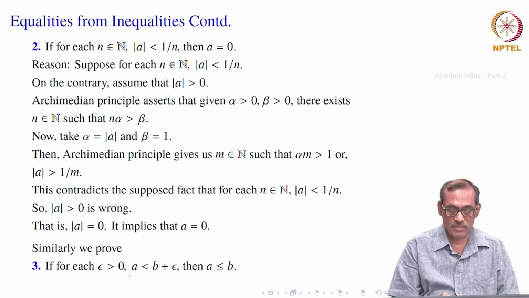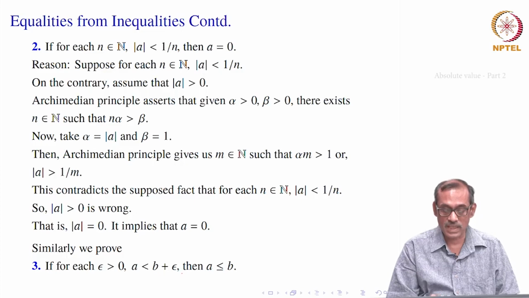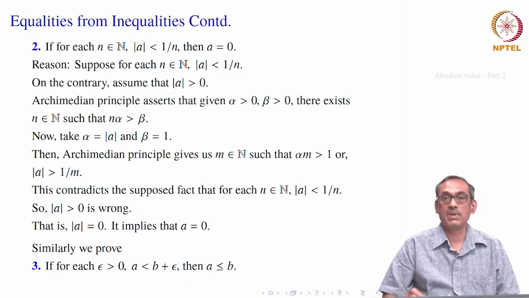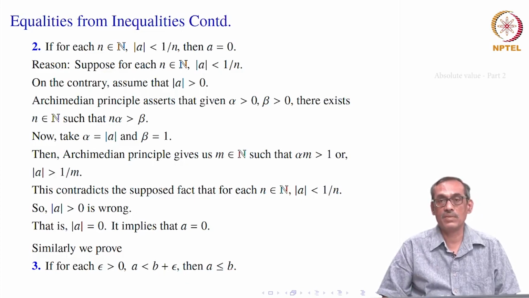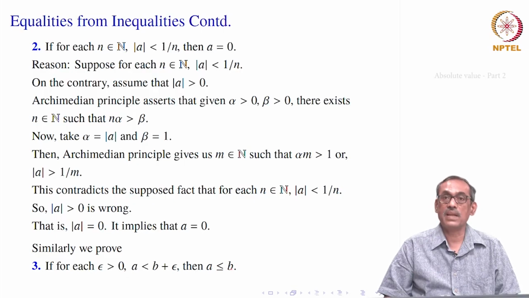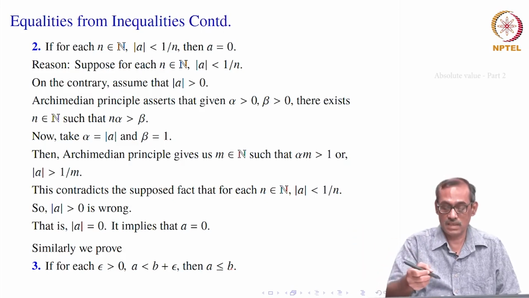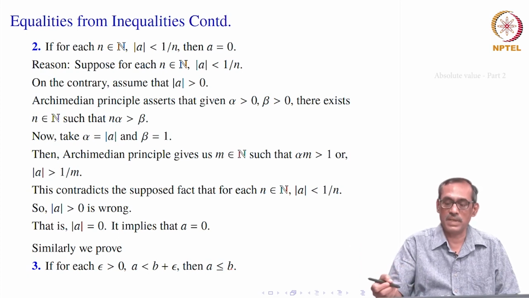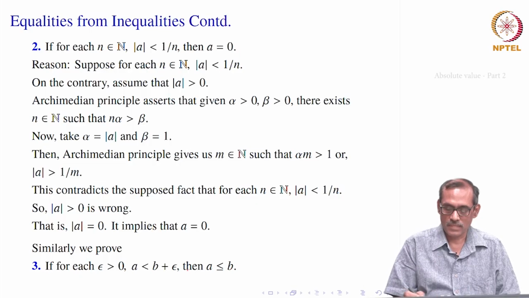We can prove that for every epsilon greater than 0, if A is less than B plus epsilon, then A must be less than or equal to B. Now, we are not looking at mod, but directly the real numbers A and B. What it says is A is less than B plus epsilon for every epsilon. So, you can as well think of epsilon very near 0. It is less than everything bigger than B. So, it cannot be bigger than B, right.